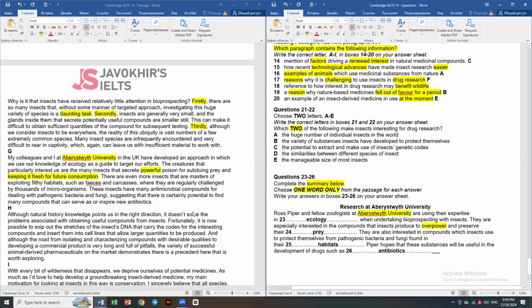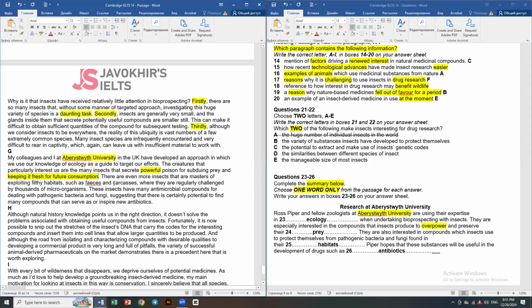Now, here it is. I think paragraph G is somehow mentioning making insects interesting in drug research. Now, the huge number of individual insects in the world. I haven't read anything so far, but here it is saying that the variety of substances insects have developed to protect themselves. So to protect themselves, are you sure?